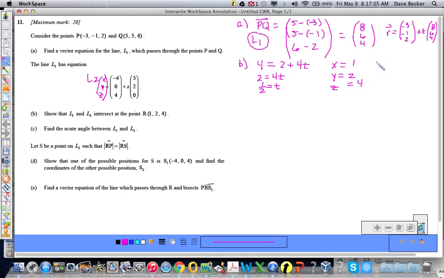Okay, so we've shown it. They gave us the answer here, and we've shown it. So I guess we could write implies 1, 2, 4, but just doing this is enough.